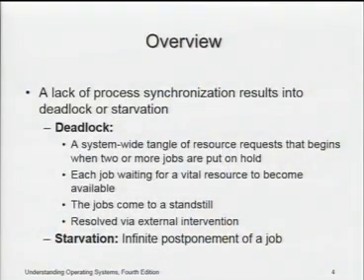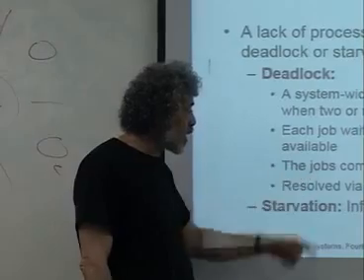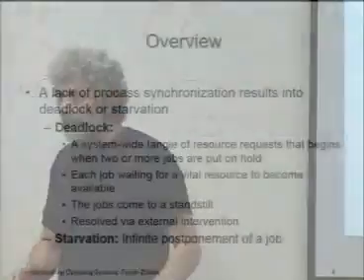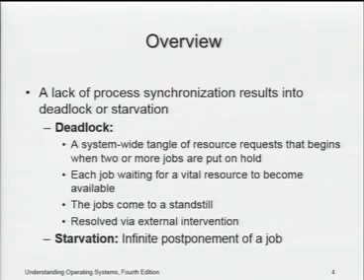Right here, a few definitions that explain deadlocks. A deadlock is a system-wide tangle of resource requests that begin when two or more jobs are put on hold or wait. Once you need resources that are not available, you go on and wait, and you're starting the first step towards a deadlock. Each job waits for a vital resource to become available, but the job comes to a standstill. All jobs eventually halt, they stop working, and they never come out of it if they go in a circular way. The deadlock can only be removed by external intervention.